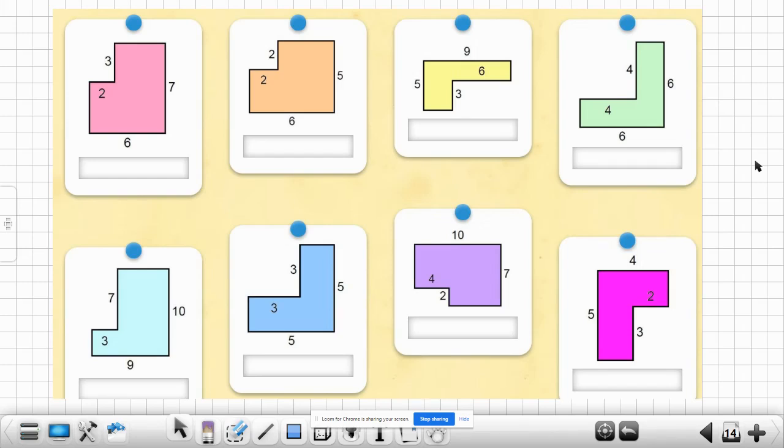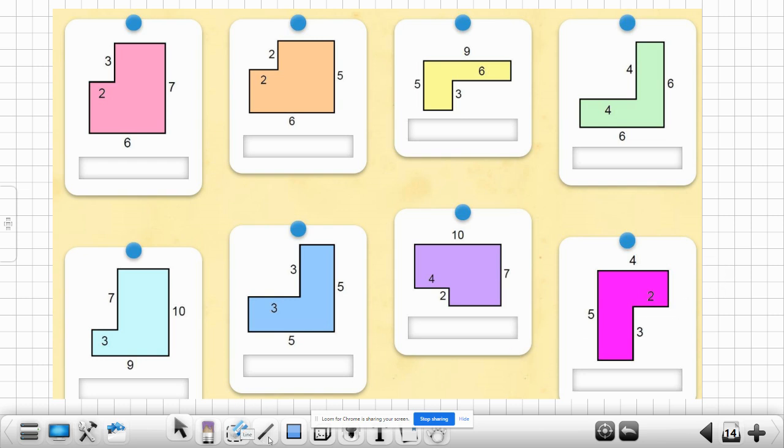Okay, so we're going to have a quick look at how to work out the perimeter and area of more unusual shapes. So I've got a set of shapes here that have got all straight lines, but they're not regular rectangles. So we're going to explore how we can work out what the perimeter is of each shape and what the area is. So let's start with the perimeter.